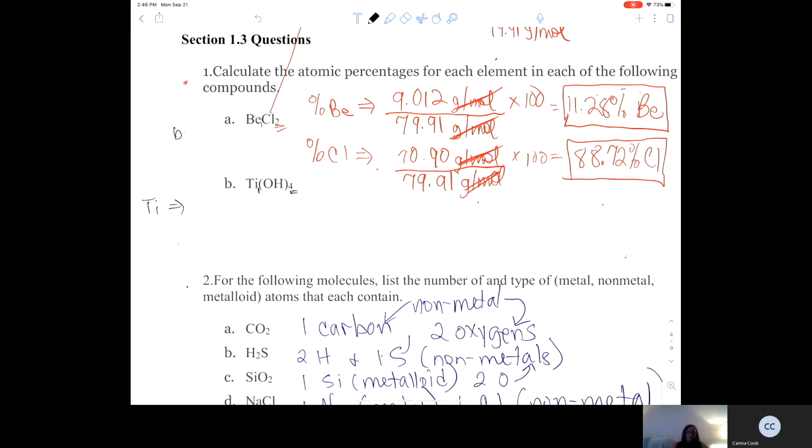The first compound is beryllium chloride. And then you've got titanium hydroxide. Both of these compounds are ionic compounds, and we'll learn how to name ionic compounds in a later chapter, either chapter 3 or 4. In chapter 2, we learn how to name molecular compounds, and we'll get to that in the chapter 2 lecture. So there's only 1 titanium in the formula.